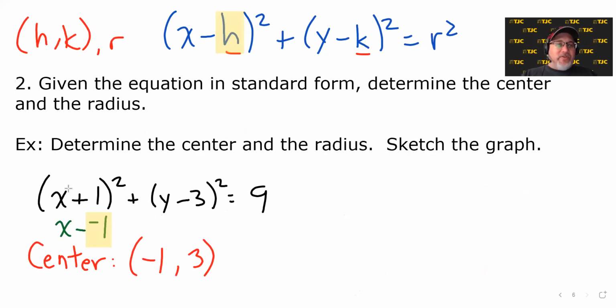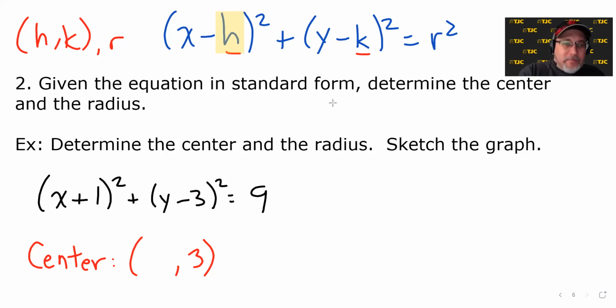In this case, when I took the center coordinates out of the equation, they were +1 and -3. But when I take them out, I change their signs. And so the center is -1, +3. It's not difficult to do. It's just something to be aware of.